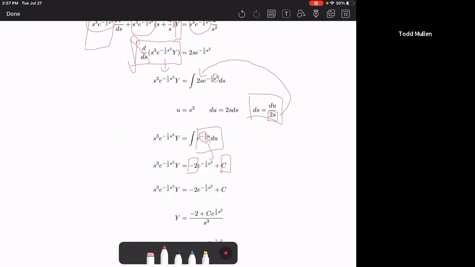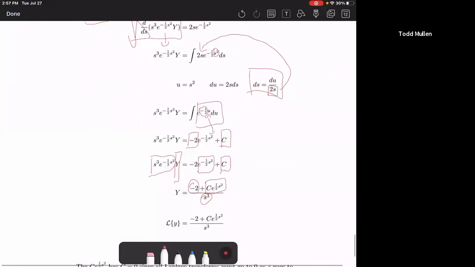Now, we want to isolate this y, because even though we have a solution, we'd like to have an explicit solution. So we have to divide both sides by s cubed e to the negative 1/2 s squared. Now, in one instance, these things will cancel out very nicely. There's an e to the negative 1/2 s squared here that will just cancel out perfectly with it. So it just becomes negative 2 over s cubed. But c isn't like that. So c becomes c times e to the 1/2 s squared divided by s cubed.